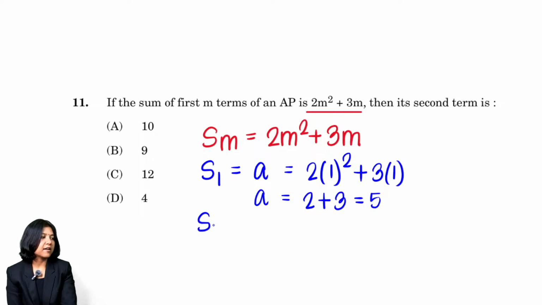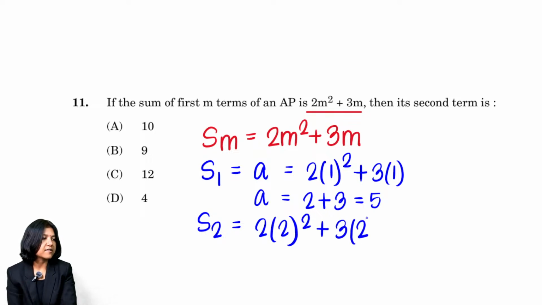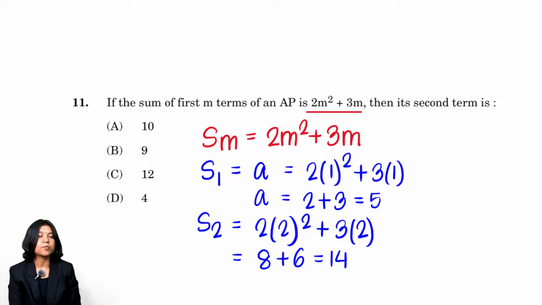Now if I plug in 2, using the same expression, what I'll get is the sum of 2 terms. Let's find it out. 2 times the square of 2 plus 3 times 2. That is how I'll find the sum of 2 terms. Now 2 square is 4, times 2 is 8, plus 6 is 14. Now this represents what? It represents the sum of 2 terms, not the second term.